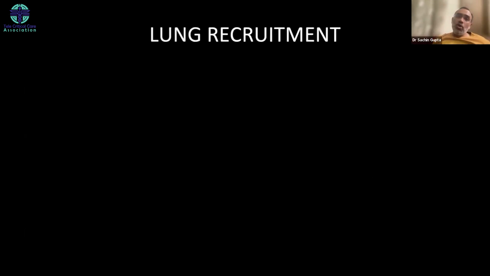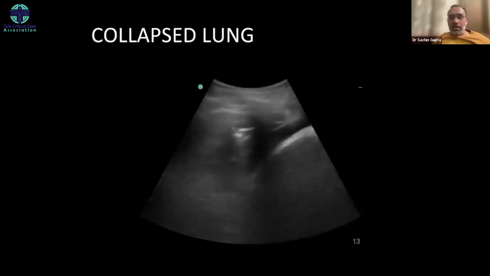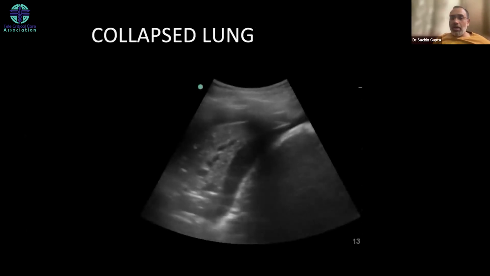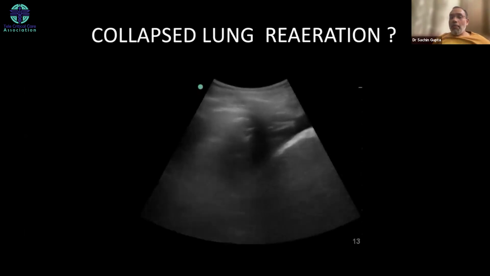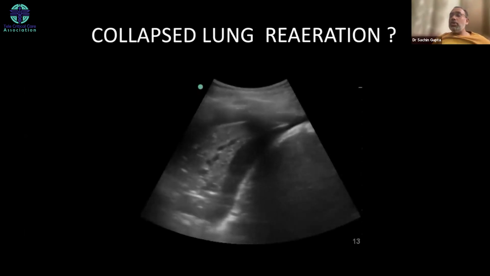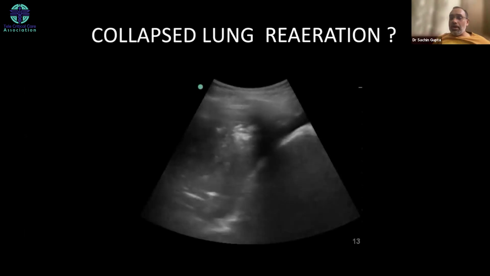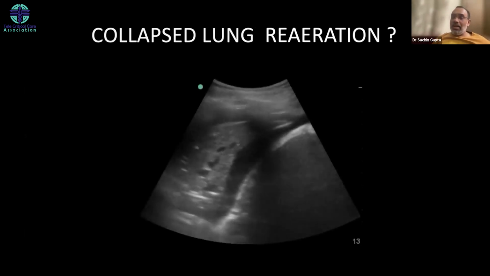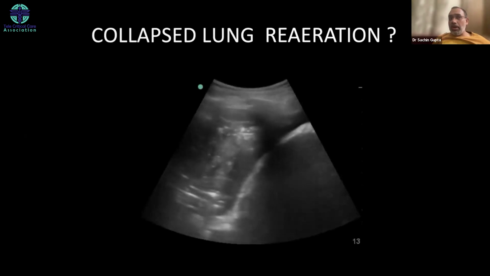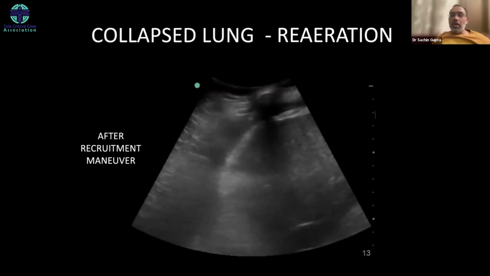Lung recruitment. I know lung recruitment literature says don't do it, but everybody does it. I would put it this way, I'm not denying it. So if this is a completely collapsed lung, now can it be re-aerated? Yes, ultrasound can help you in understanding and tell you, is this a collapsed and atelectatic lung, or is this a completely pneumonic lung, where these lung recruitments are not going to work.